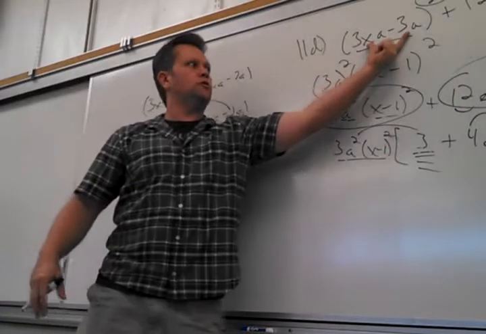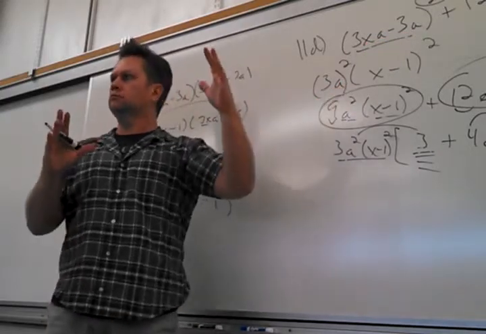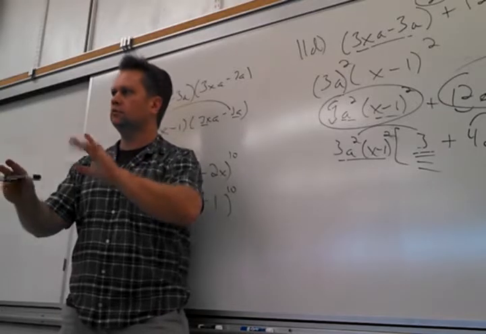There were 2 of these. So what comes out? A 3a. But it comes out of both of them, so you get 3a squared. That's all. Nothing major.